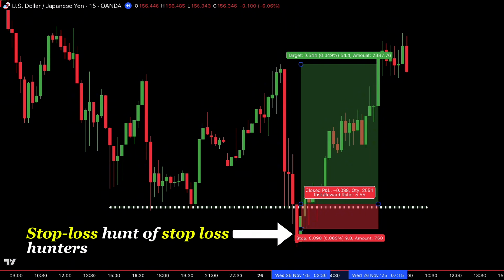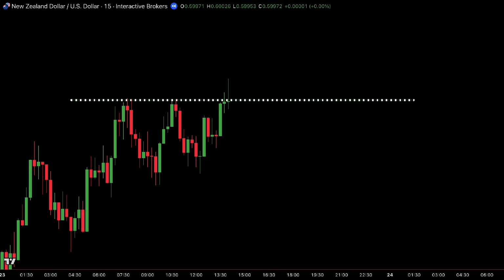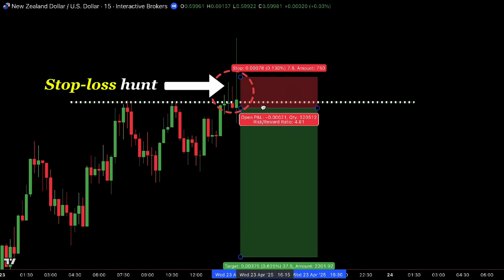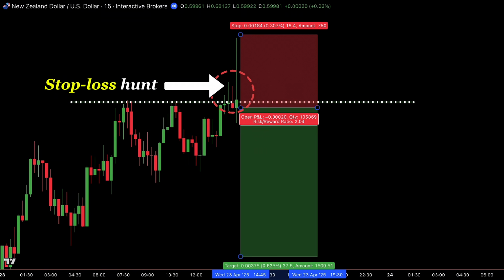That's what I call the stop loss hunt of stop loss hunters, because the market is always one step ahead. So what should you do? You stay calm and you re-enter. Look at this example. You spot a stop hunt at a resistance level. You enter the trade, but another candle forms and hunts your stop loss. You don't get emotional. You don't get angry. You simply re-enter with the new candle. And look at what happens next.